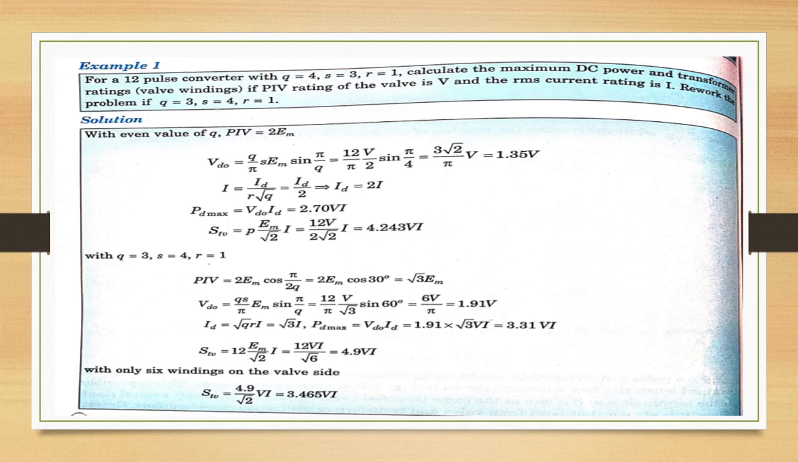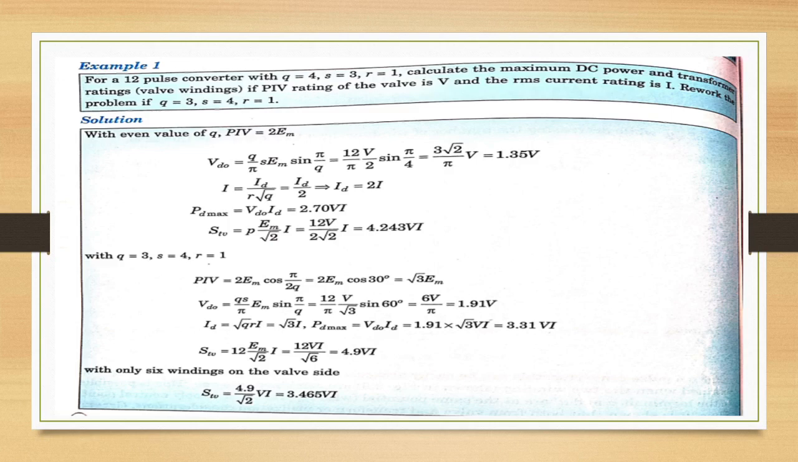If the PIV rating of the valve is V and the RMS current rating is I, rework the problem if Q equals 3, S equals 4, R equals 1. Let us see the solution. With even value of Q, PIV equals 2EM and VD0 is Q by pi, S EM sin pi by Q. Substituting all the values, we get the value of VD0 as 1.35 volts.